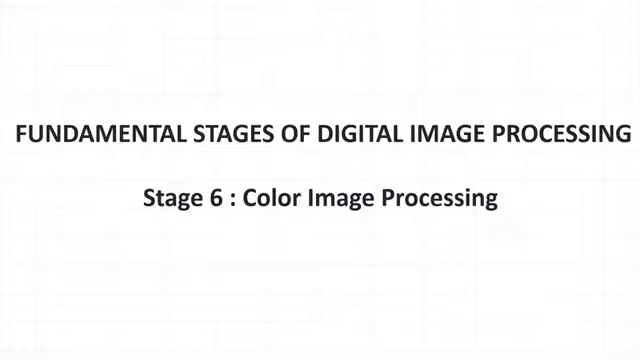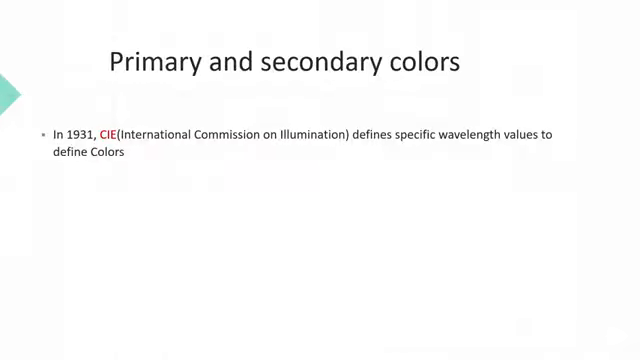Now coming towards stage 6, color image processing, which is of very great interest because it has the tendency to explain to us more depth of the images, what they are and how they work. Very first, primary and secondary colors, what are they? In 1931, the International Commission on Illumination, represented as CIE, defined the wavelength ranges to define the types of colors available in images.